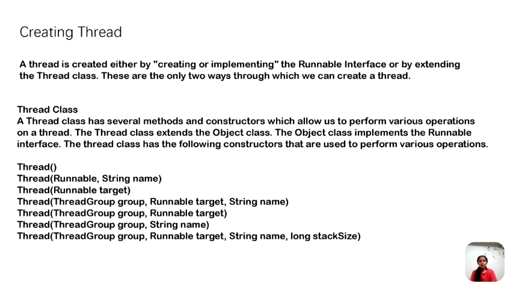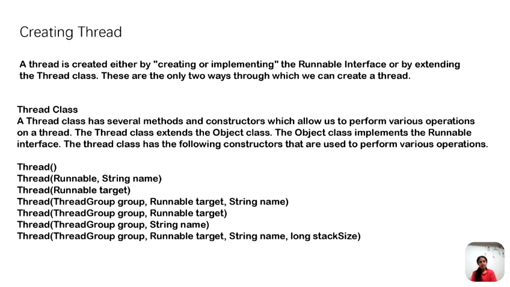Next, we'll see how to create a thread. A thread is created either by implementing the Runnable interface or by extending the Thread class. These are the only two ways through which we can create a thread. Thread class: the Thread class has many methods and constructors which allow us to perform various operations on a thread. The Thread class extends the Object class. The Object class implements the Runnable interface.